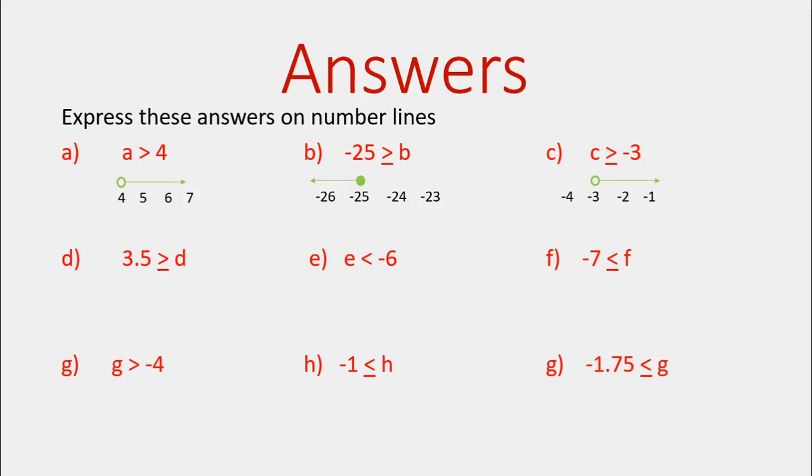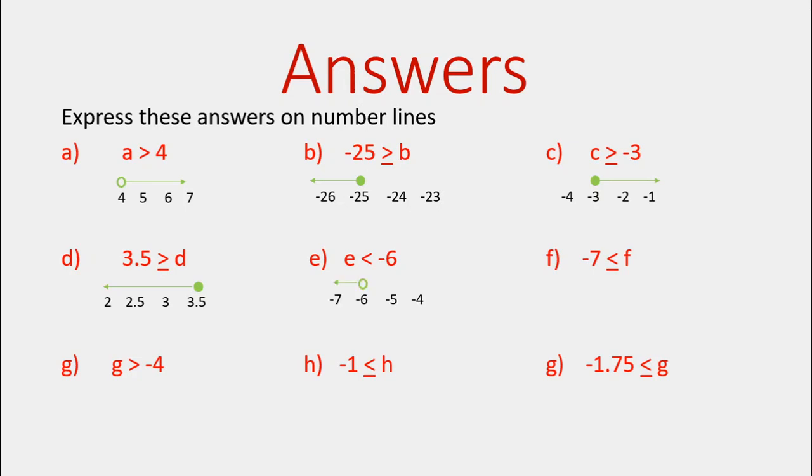Next, C is greater than or equal to negative 3. Now I've made a mistake on my answer here. What mistake have I made? That's right. It's an underlined inequality. C is greater than or equal to negative 3. So my point needs to be filled in to show that negative 3 is included in the possible values for C. Question D. D is less than or equal to 3.5.